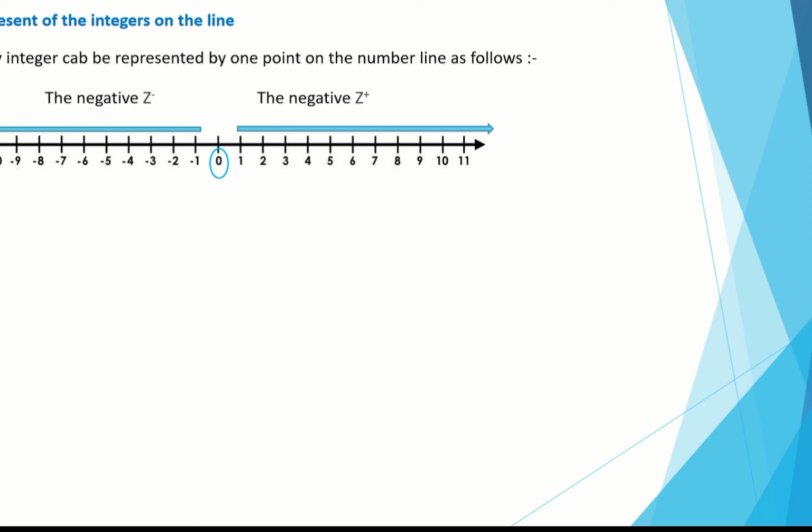Represent integers on the number line. It will be a number line, and how can we draw the number line? Now I want to put the negative integers on the number line, so I write the positive integers, 0, and the negative integers.